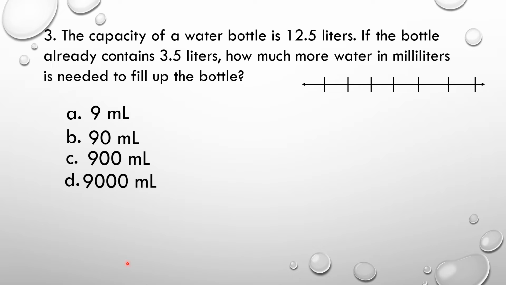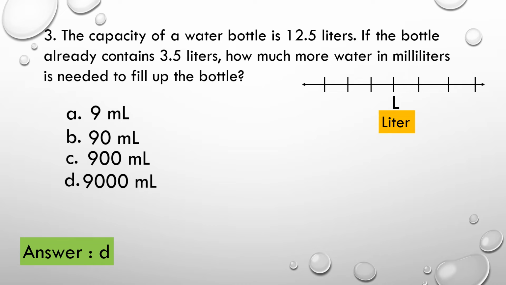Next, the capacity of a water bottle is 12.5 liters. If the bottle already contains 3.5 liters, how much more water in milliliters is needed to fill up the bottle? Okay, now, look at this one. We are asked in milliliters and the given is in liters. So we need our knowledge in conversion. But first, we need to subtract, because the container already has 3.5 and the capacity is 12.5. So how much more do we need to fill it up? So the answer is letter D.